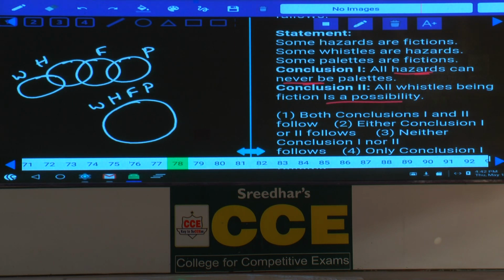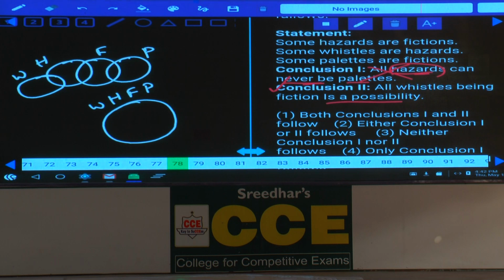Now in this one, what have I proven? All hazards or pellets is possible. His claim of not possible is wrong. Now the second one, all vigils or fictions is possible. Hence what is your answer? Only 2 follows. Only 2, that is given in choice 5.